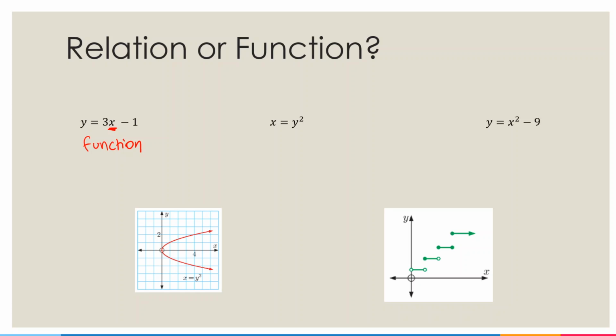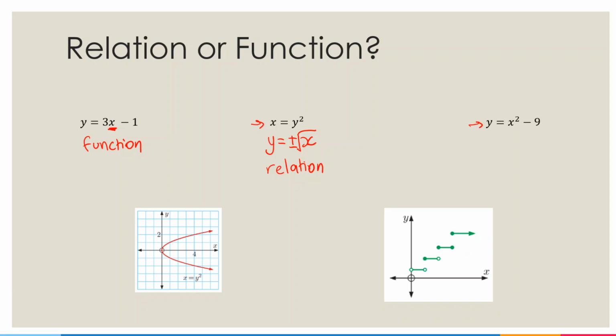However, if we look at our second one over here, if I want to find out what my y value would be for certain x values, I can rearrange that to be y is equal to plus or minus the square root of x. Now what that means is for any x value that I sub in, I could have either the plus version or the minus version of it. So that means it's producing two separate y values for one particular x, which means this is a relation.